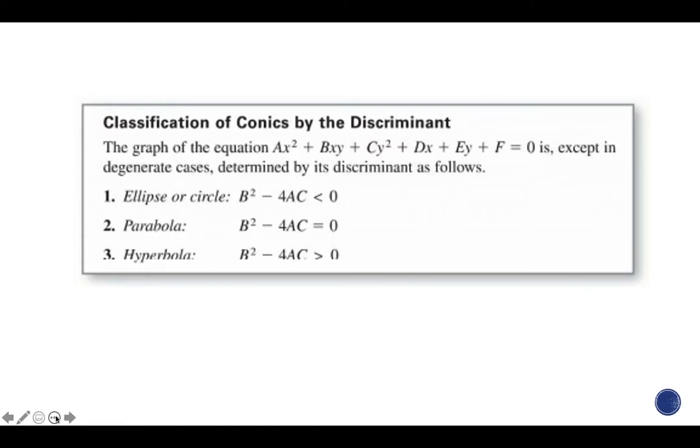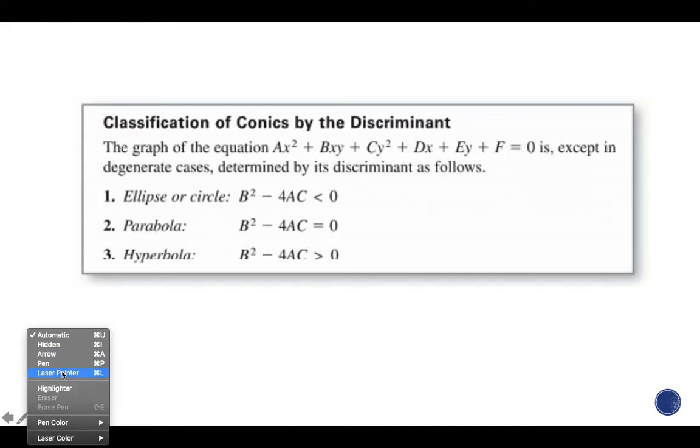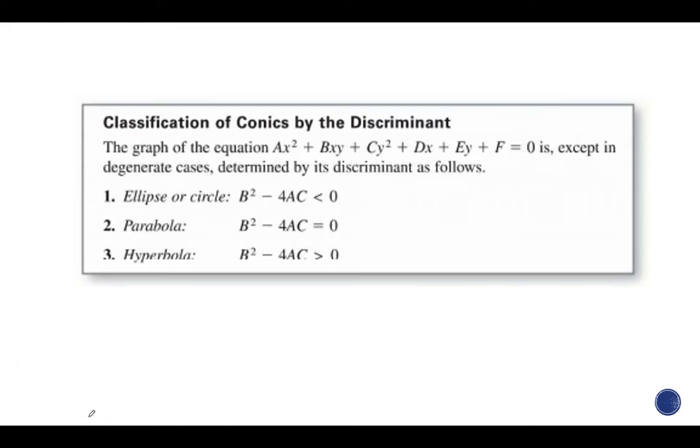Let's jump into a couple of examples, and you can see it's very simple. We just find the value of the discriminant. If that value comes out to be negative, then we either have an ellipse or a circle, and that would be determined once we set the equation into its standard form. If that discriminant is equal to 0, we have a parabola, and if that discriminant is greater than 0, positive, then we have ourselves a hyperbola.